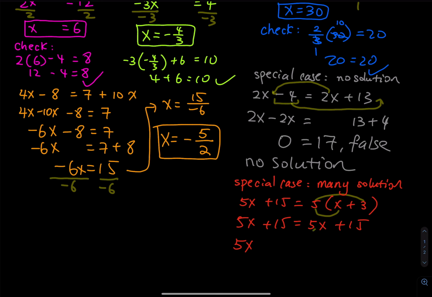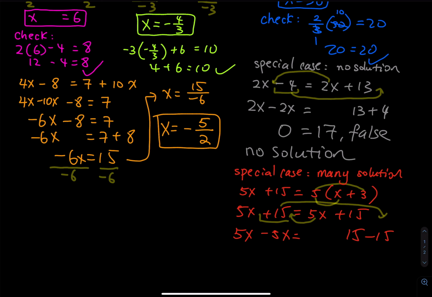Next step, I move the plus 5x over to the left hand side. The plus becomes a minus. And then the 15, you move that to the other side. The plus 15, this is a plus, right? So that becomes a minus. You have this 15, subtract the 15 from the left hand side. So at the end of the day, you have 0 equals 0.